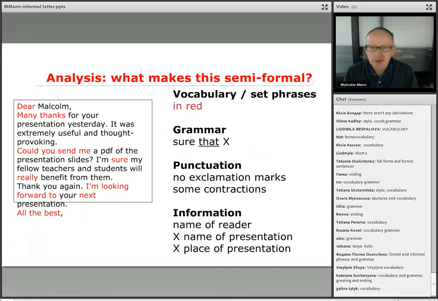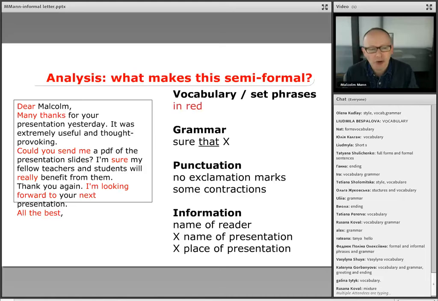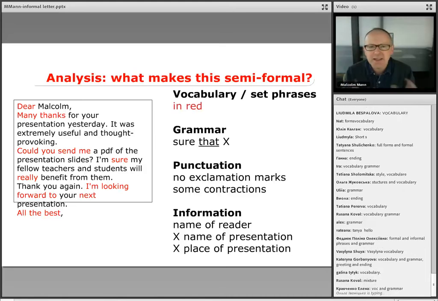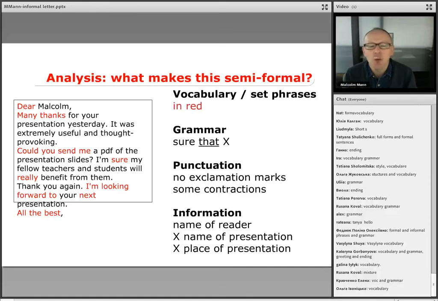Dear, not hi, for example. Many thanks. Could you send me is more informal than I would be grateful if you can send me. I'm sure, not I'm certain. Really benefit. Really is a kind of semi-formal and informal word. I'm looking forward to, not I look forward to. Next, not in the near future. All the best, not yours sincerely.